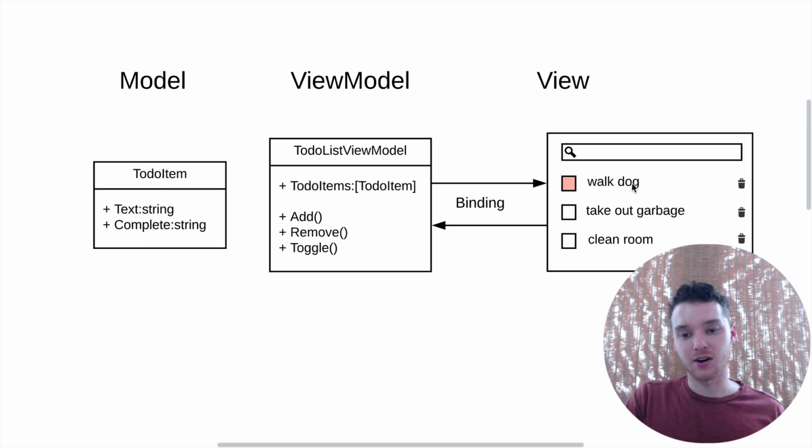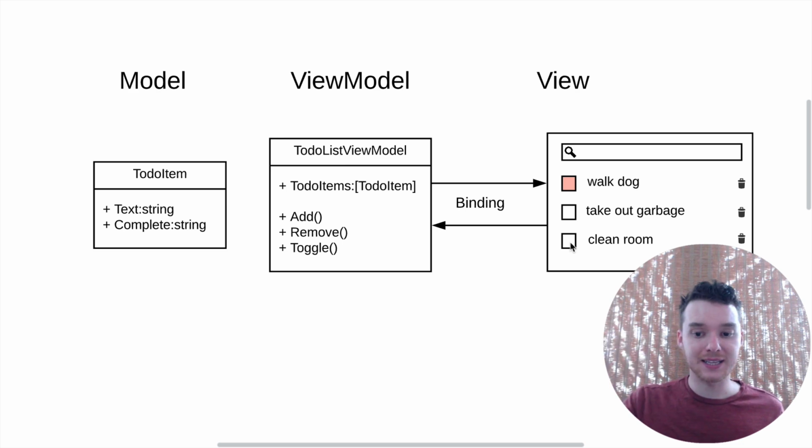Then over here, we have the view. And the view is basically the XAML stuff. So the view is everything that the user is seeing. In our case, we have this little to-do list app, and this is what the view is generally going to look like. We'll have all the to-dos text displayed out there. We have our search bar, and then we have this little checkbox.